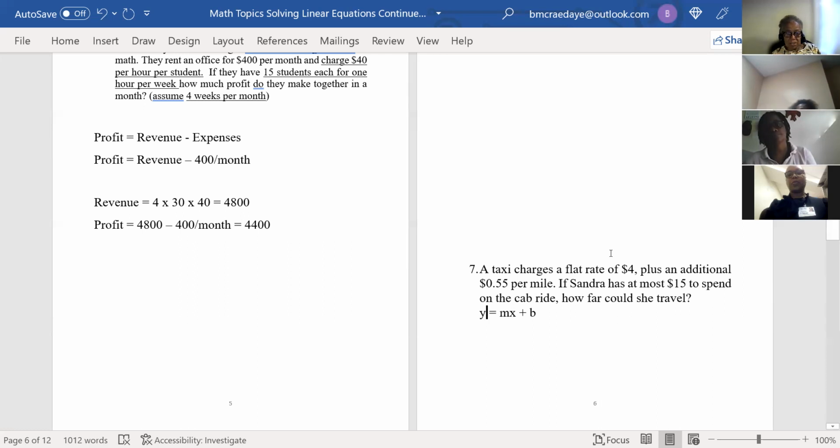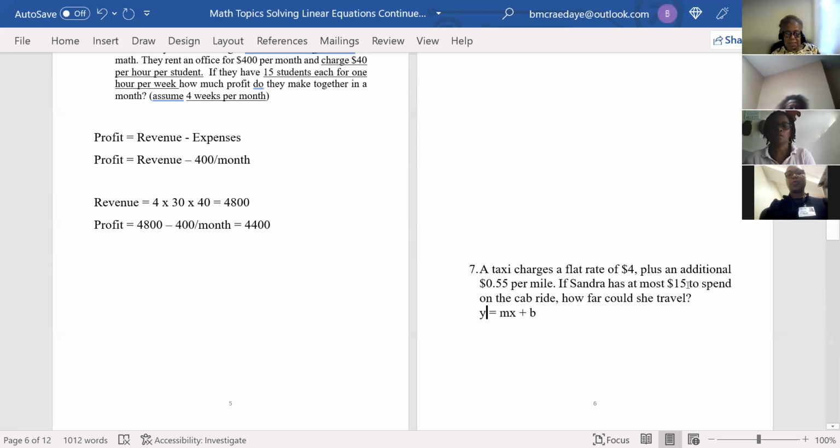Actually, you're not looking for the slope. The slope is 0.55. You're looking for the miles. The miles is your x value. So substitute. What is the output? It's 15. That's it, you've got your output.